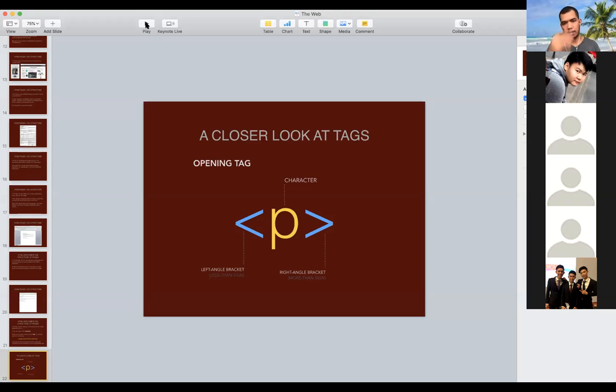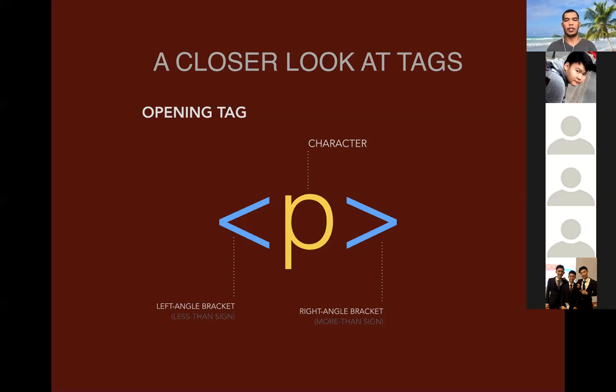So this is a closer look at an HTML tag. All right. You can see in between the left angle and right angle is the character of an HTML tag. Okay. This character refers to what kind of characteristic that you want to have in your browser, in your document. Right? For example, if it's a paragraph, you need to use the P element or P tag to convert the information into a paragraph.